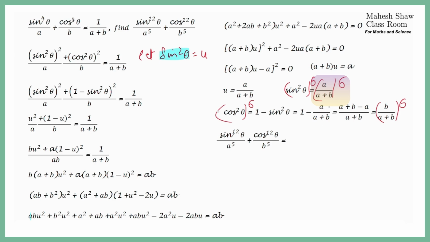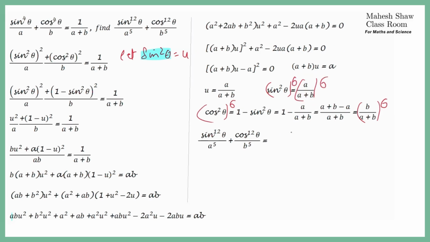I can replace this first of all with sin raised to the power 12 theta, which can be written as what? a raised to the power 6 divided by a plus b whole raised to the power 6. But then we have to divide it by this also, so it is 1 over a raised to the power 5. And similarly for this, what we can write? This is b, right? So this is b raised to the power 6 over a plus b raised to the power 6, and that divided by 1 over b raised to the power 5.